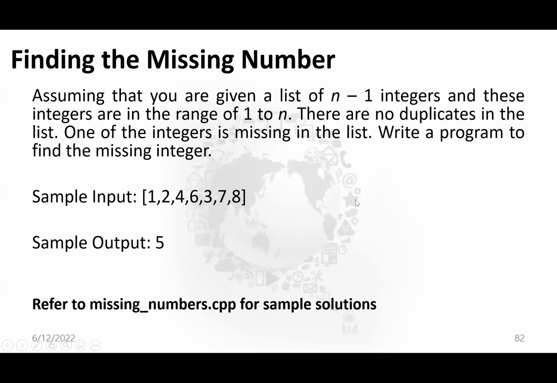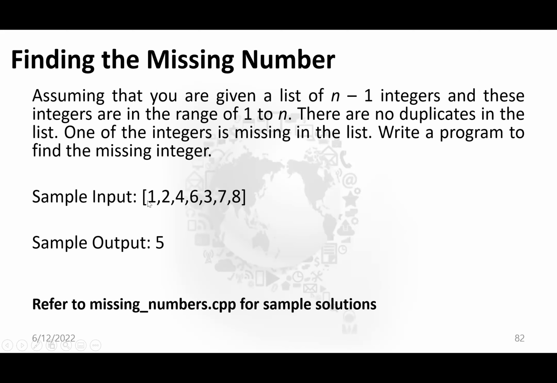Okay, here we look at the problem of how to find a missing number. For example, let's say you are given a list of n-1 integers, and these integers are in the range 1 to n. And there are no duplicates in the list. And we know that one of the integers in the list is missing. So write a program to find this missing integer.